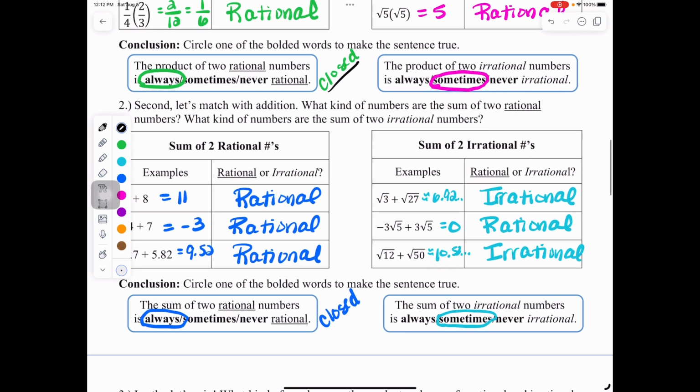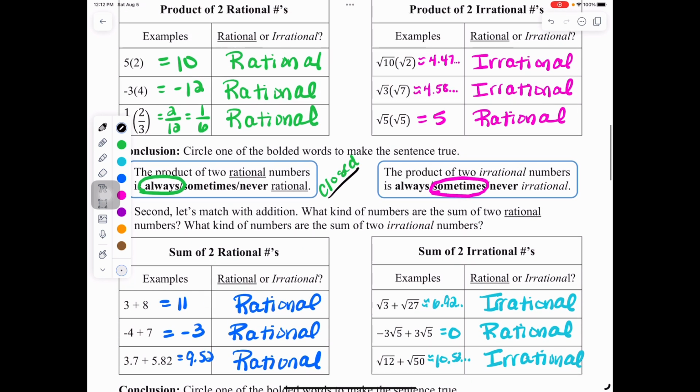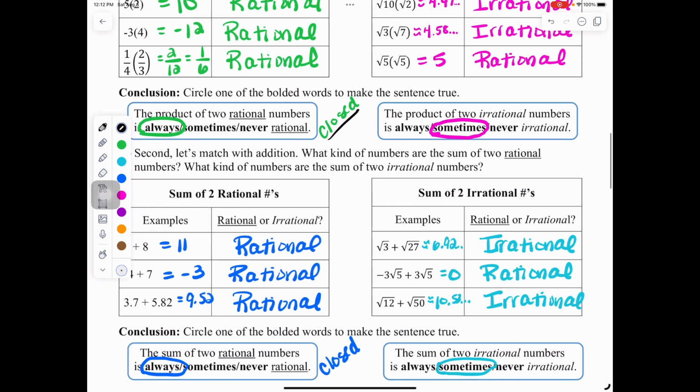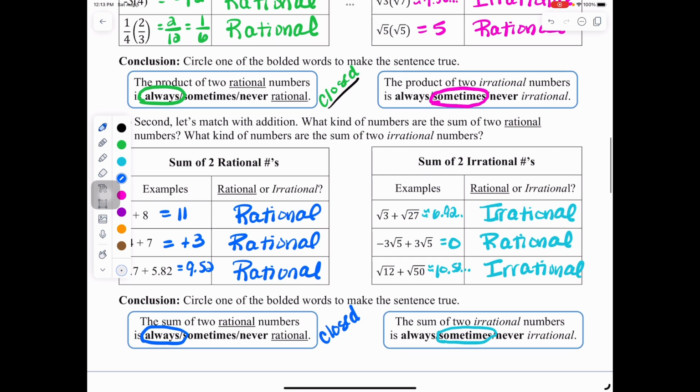Going on to number 2, we're going to match with addition this time. We did the sum of two rational numbers first, and we had 3 plus 8 is 11, negative 4 plus 7 is positive 3, and then 3.7 plus 5.82 making 9.52. All of those are rational answers. Once again, we can say now that the sum of two rational numbers is always rational. So rational numbers would be referred to as closed. But what you need to remember is a rational plus a rational is always a rational.